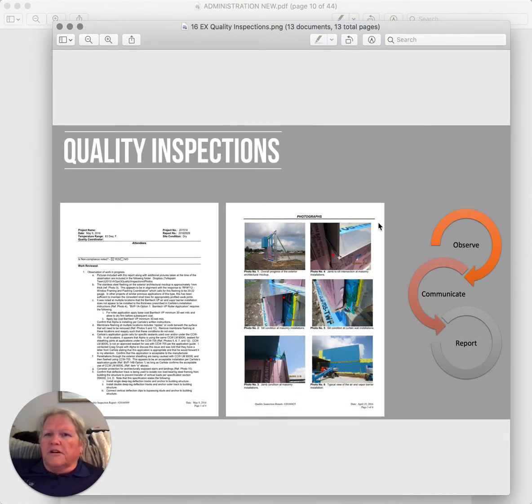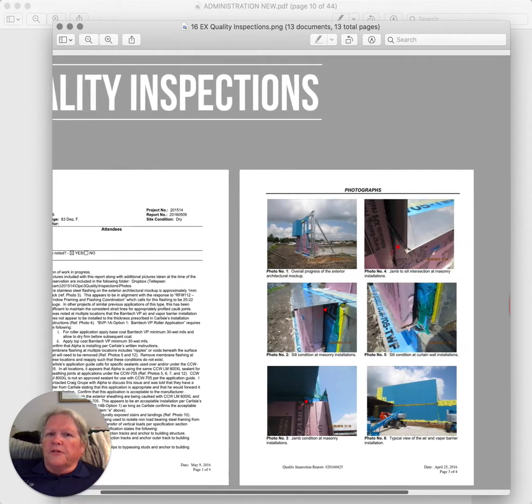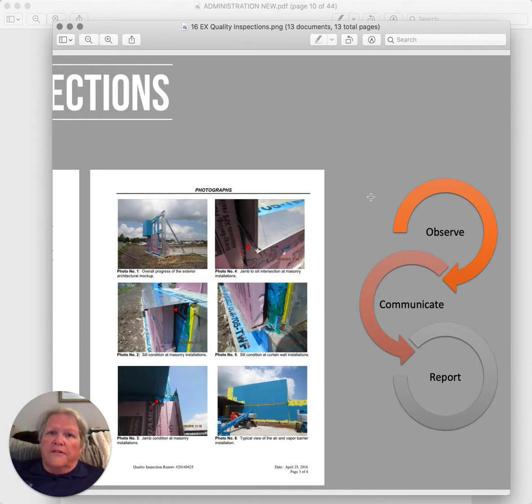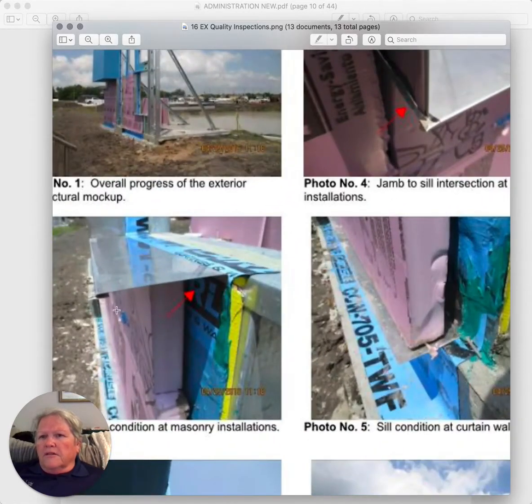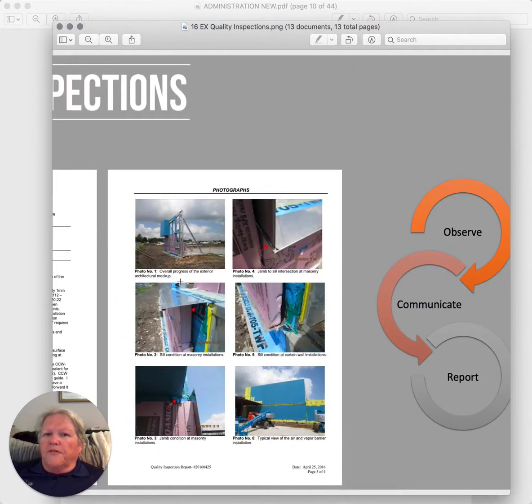Quality inspections are another aspect of the process that I just outlined. And typically what's done is a written report will be completed by the inspector with photographs of the conditions that they're talking about. And it's very important that during their inspections they observe, then they communicate with the people doing the work on site. So in this case, whatever this flashing detail is right here, the quality inspector would have spoken with the masonry contractor and the superintendent to make sure that it's being done properly while they were on site, and then they would follow up with a report.